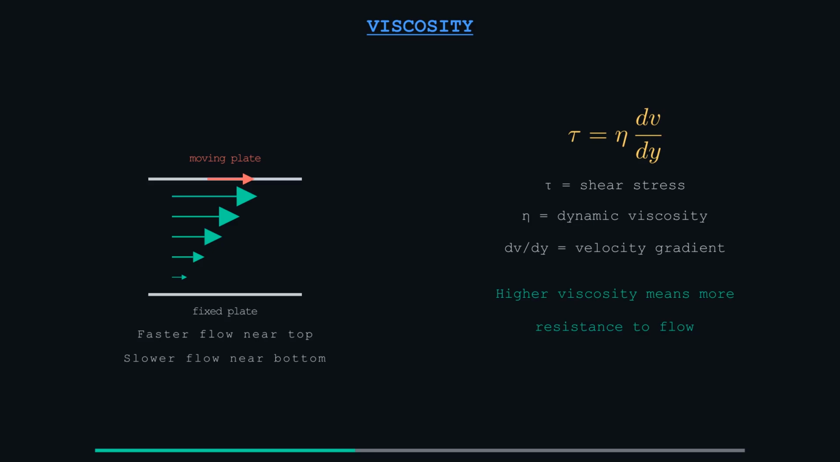Shear stress, tau, equals eta, the dynamic viscosity, times the velocity gradient. A higher viscosity means more resistance to flow.